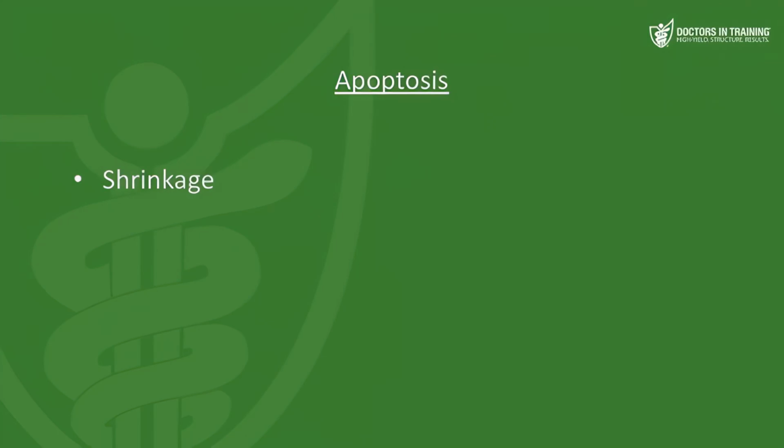So you need to know the descriptive histological characteristics of apoptosis. So what are you going to see here? Well, first, most cells are going to shrink. They're going to get smaller. Also, something called pyknosis occurs.